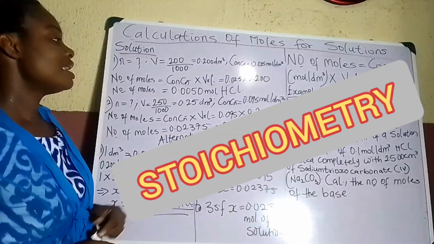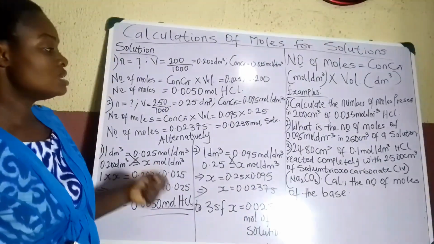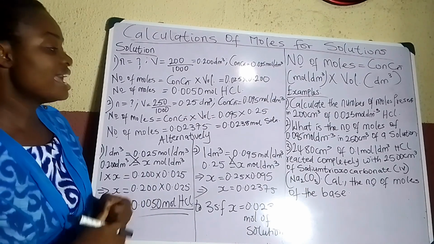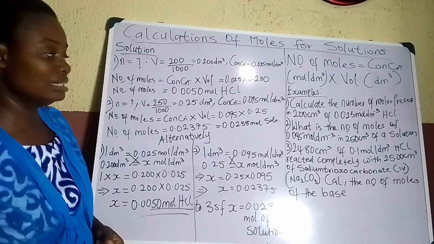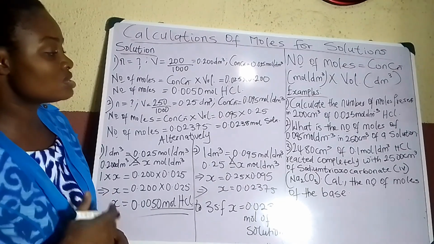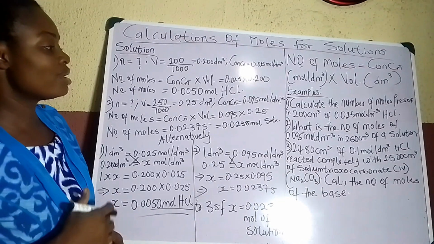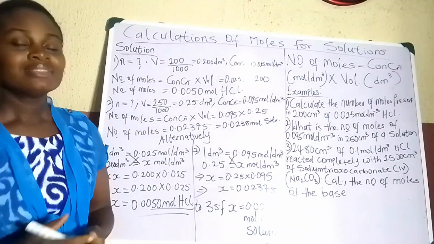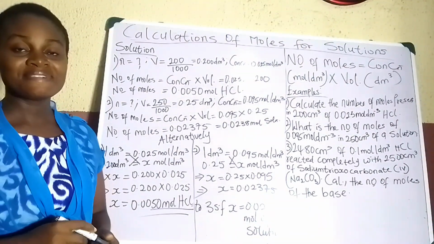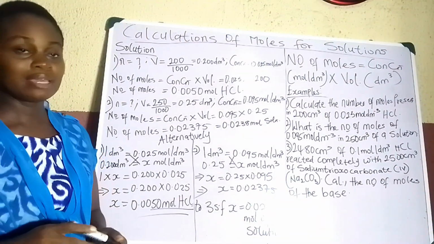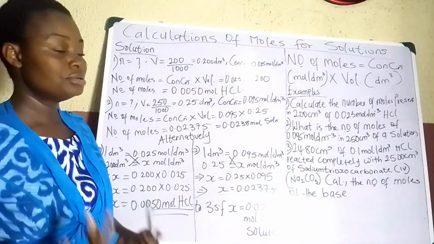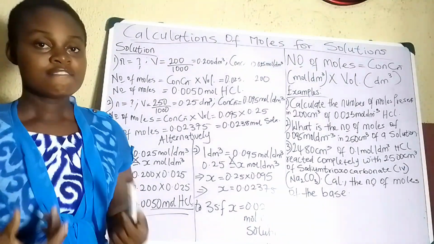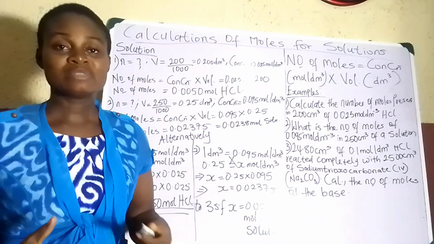Concentration. Okay? Now, for question number 3, it says 24.80 cm³ of 0.1 mole per dm³ of HCl reacted completely with 25.00 cm³ of sodium trioxocarbonate(IV). Calculate the number of moles of the base. I think the first thing to do here is to identify the acid and the base. Okay, now the acid is HCl, right? Good. And the base is what? Na2CO3, sodium trioxocarbonate(IV).